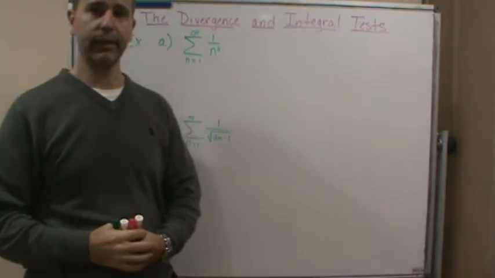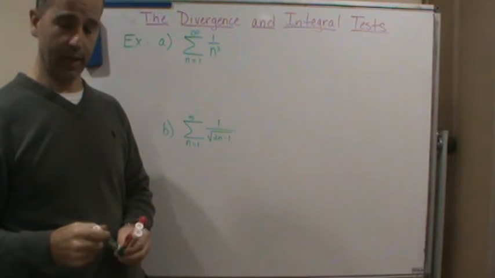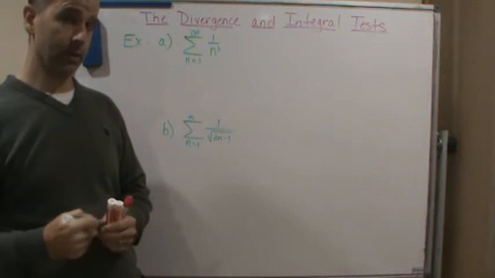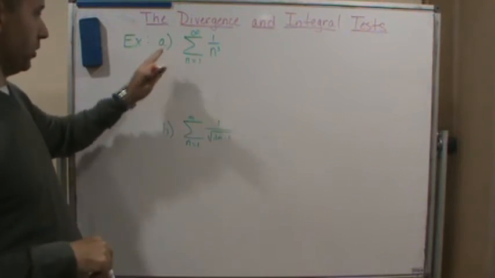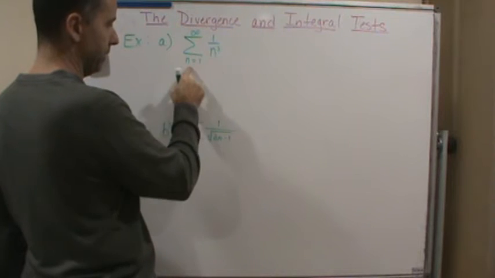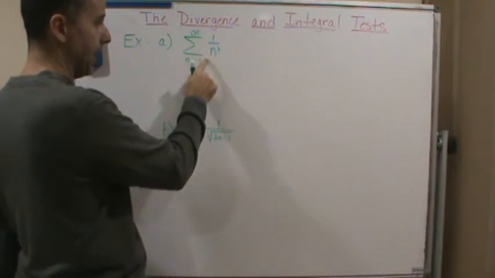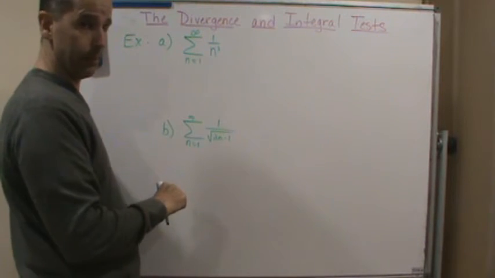Okay, so welcome back. Now we're going to do a couple of examples where we're going to use the integral test to determine whether a series converges or diverges. So for the first one here in part A, we've got this series, and it's a series that has positive terms. Remember that all the terms have to be positive.